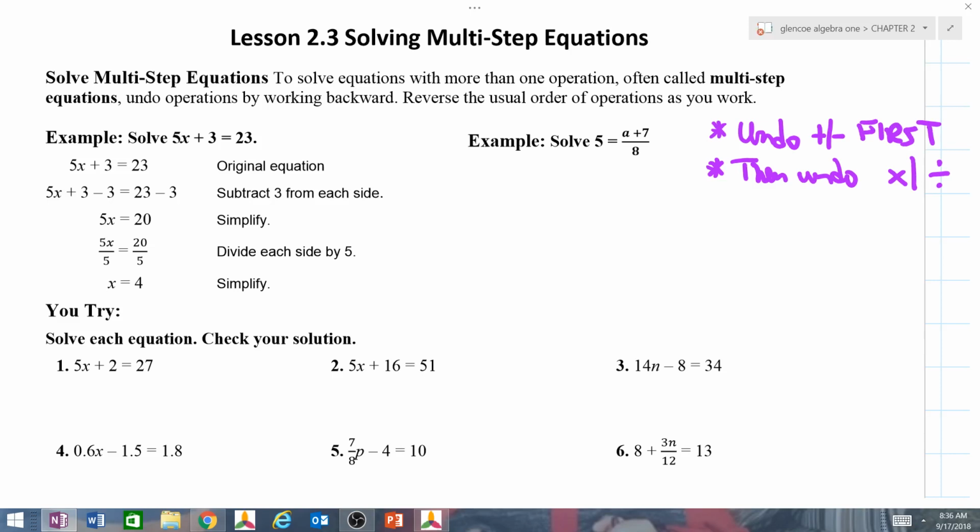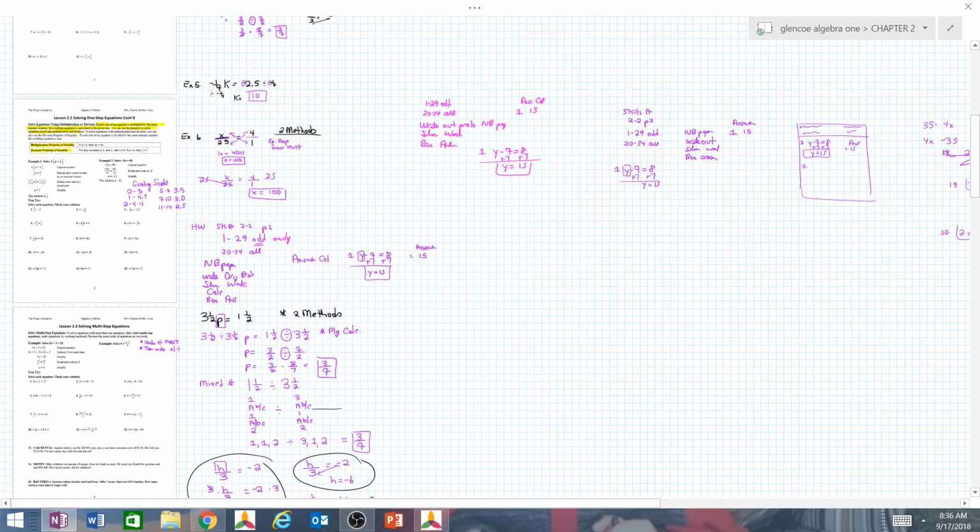Another way of saying it would be to solve equations with more than one operation, which we know are called multi-step equations. We undo the operations by working backward. It's actually the reverse of the order of operations. That's why I wanted to write it here, because I think that helps. Undo addition and subtraction first, then undo multiplication and/or division. So let's go ahead and take a look at a couple of examples.